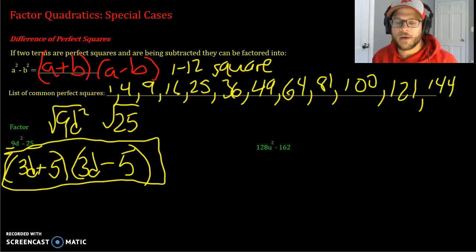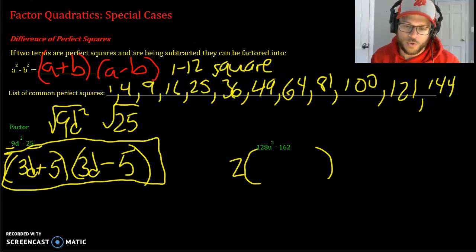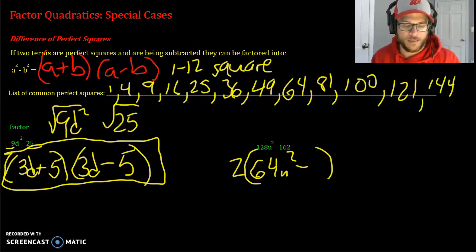Now you may run into some binomials where these numbers themselves are not perfect squares. However, if you factor by GCF first, you will end up with perfect squares. So 128 itself is not a perfect square. However, both of these numbers can be divisible by 2. So if we factor out 2 from each of these terms, we are left with 64 u squared, and 162 divided by 2 gives you 81. And both of these numbers are perfect squares.